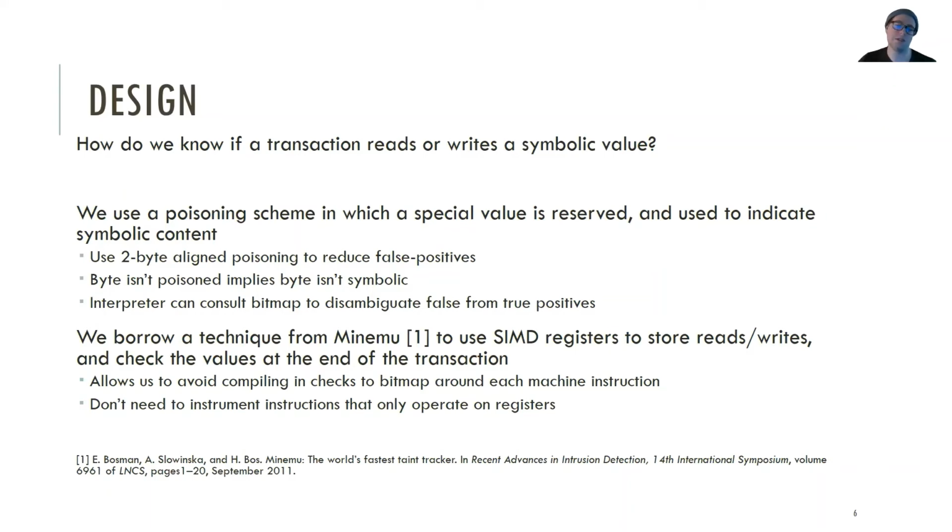And so the idea is that this delayed poison checking can be implemented with relatively few machine instructions as instrumentation, compared to, say, compiling in checks before each machine instruction executes that consults a bitmap somewhere. And to make the comparisons more efficient, at the end of the transaction, we borrow a technique used by taint trackers to batch up the poison checks with SIMD registers. We do have to worry about false positives in this scheme. There are more details about that in the paper. But to summarize briefly, the interpreter also maintains a bitmap to address cases where a concrete byte might happen to be the poison value.